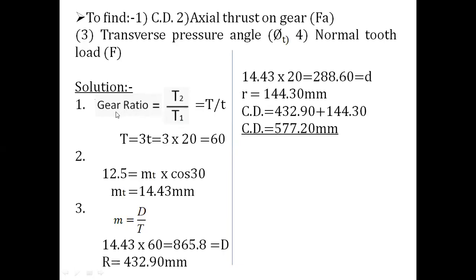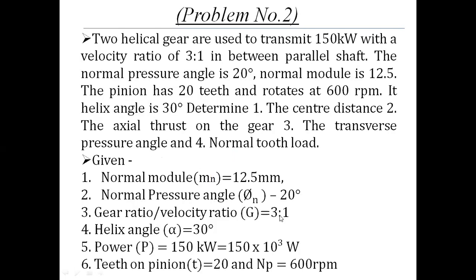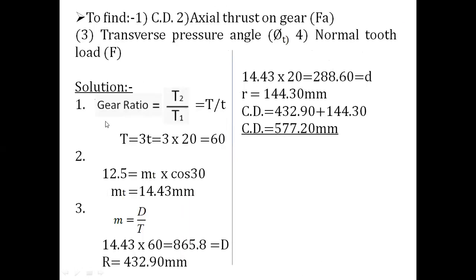We have this formula, gear ratio G is equal to capital T by small t, and gear ratio is given as 3:1. That means speed of driver to the speed of driven. That is given 3. The value of small t is given 20, so only one unknown is there. We can find capital T is equal to gear ratio 3 into small t, which is 20. So the value of capital T, number of teeth on gear, we are getting here 60.